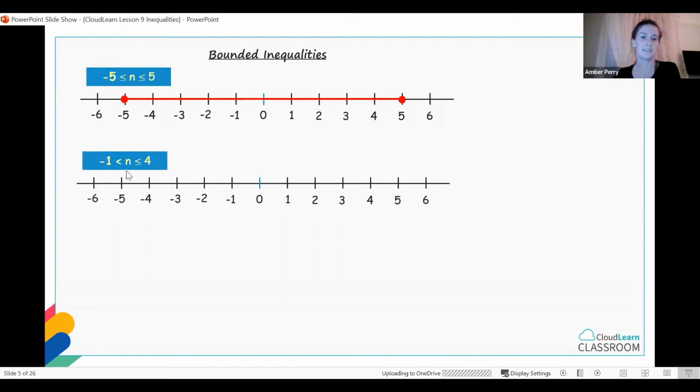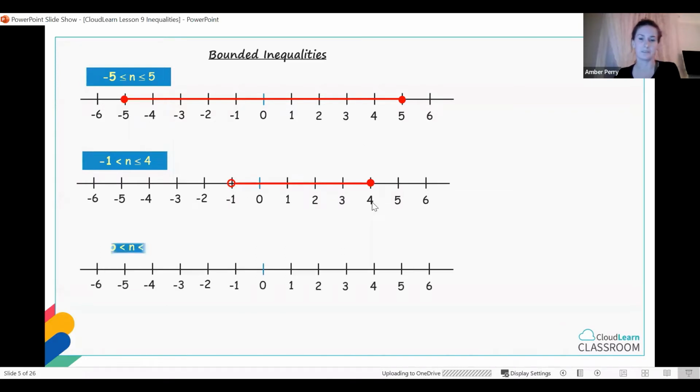Okay, so looking at this one, we only have the or equal to on this side with the 4. So n can be less than or equal to 4, but it must be greater than -1. So there we have an open circle at -1 and a closed circle at 4. So hopefully you're getting the hang of this now. And then we've got n can be any number between -5 and 0. And again, both open circles there because we have no or equal signs on this one.